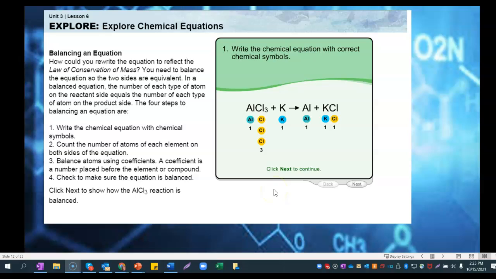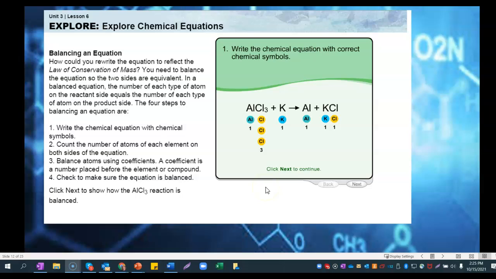So these are the 4 steps they mention in this lesson, written out here. You write the chemical equation with the symbols. Step 2, count the number of atoms of each element on both sides. So you may put this method in your notes along with this picture and draw out that problem, so you're able to see how to do this just another way.